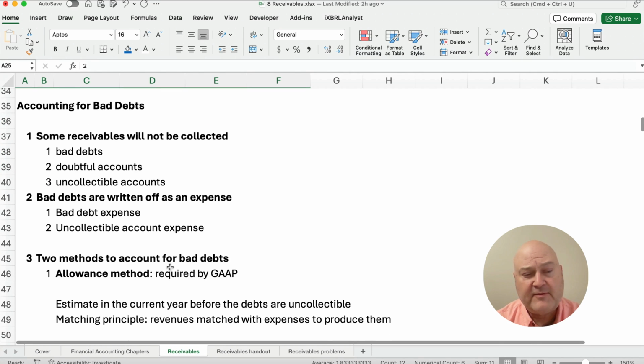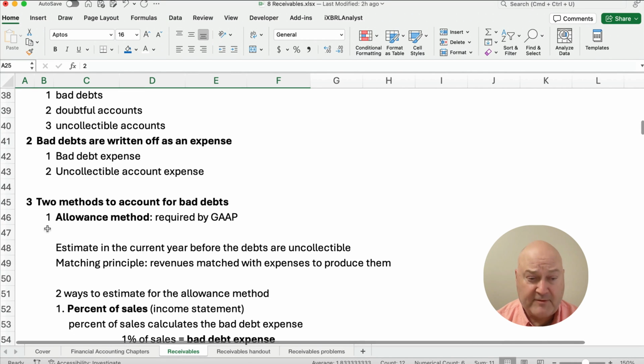So for accounting for bad debts, we know that some accounts will not be collected, and we call them either bad debts or doubtful accounts or uncollectible accounts. Now, these are assets, but if you don't collect them, then it's no longer an asset and you have to write it off. You write that off as a bad debt expense or uncollectible account expense. And so this is the write-off, and we have to measure that. Now, GAAP requires us to measure ahead of time.